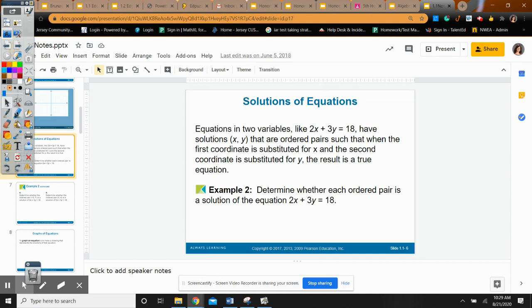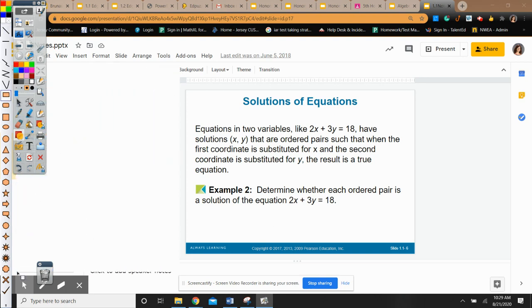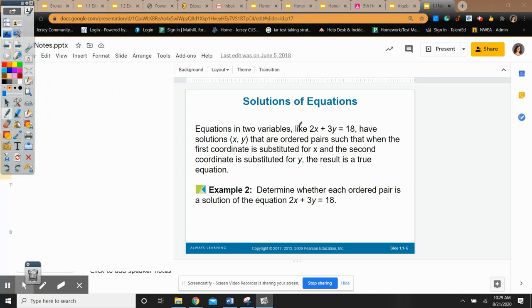All right, so let's talk about solutions. One thing when you guys are taught Algebra 1, what a lot of kids don't understand really is what's happening with a line. Okay, so this is an equation, 2x plus 3y equals 18. And there are lots of things that make this true. 2 times the number plus 3 times the number is 18.